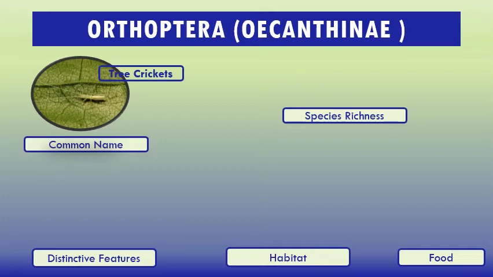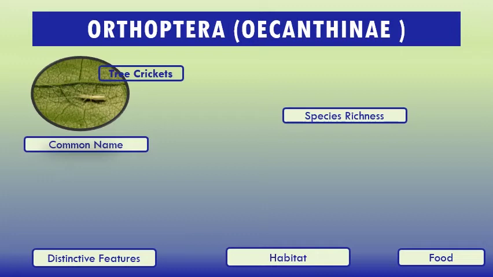Eggs are laid during fall in series of small holes drilled into the bark, and they often seriously damage twigs by their egg laying. They may go through as many as 12 molts before reaching maturity. Tree crickets are also known as poor man's thermometer. How? If you count the number of chirps in 15 seconds and add 37, you get the temperature close to the outside Fahrenheit temperature.